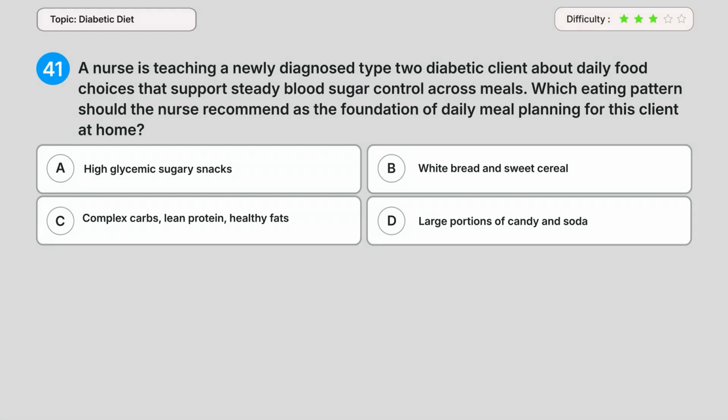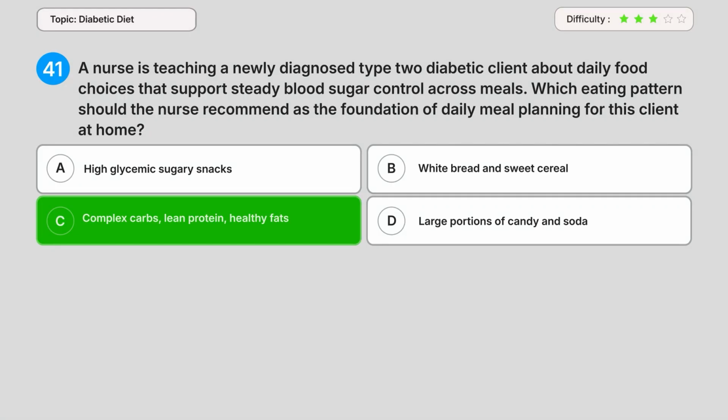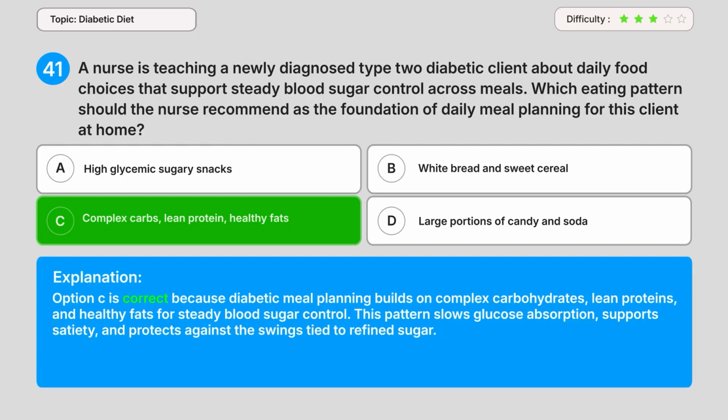Correct answer: C. Complex carbs, lean protein, healthy fats. Explanation. Option C is correct because diabetic meal planning builds on complex carbohydrates, lean proteins, and healthy fats for steady blood sugar control. This pattern slows glucose absorption, supports satiety, and protects against the swings tied to refined sugar.